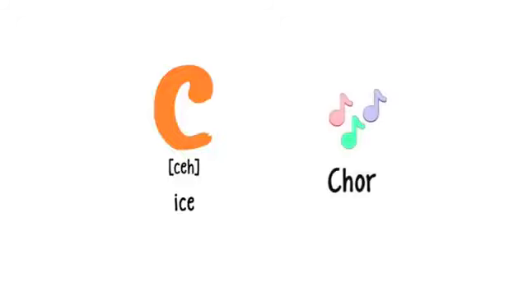Let's have a look at the letter C, which is pronounced like the C in the word ice. In the German language, words which normally start with the letter C are pronounced like the letter K. Here we have the word Chor, which means choir.